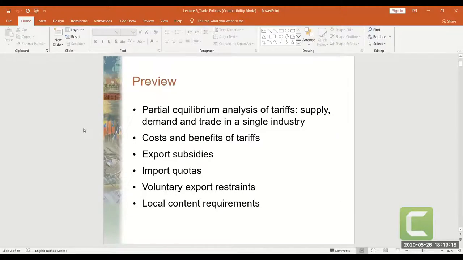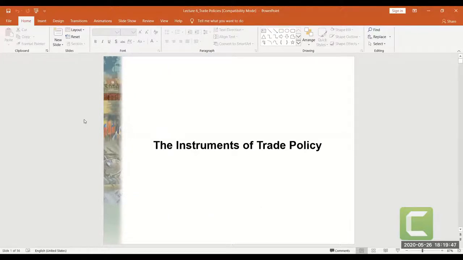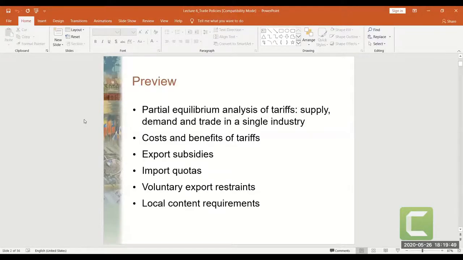Because the world market price falls a lot, consumers may access cheap goods, and there is government revenue also. So the benefit may be higher than the cost. I'm going to rely on simple demand-supply analysis to establish the costs and the benefits. However, most importantly, it's good to know the instruments of trade policy.